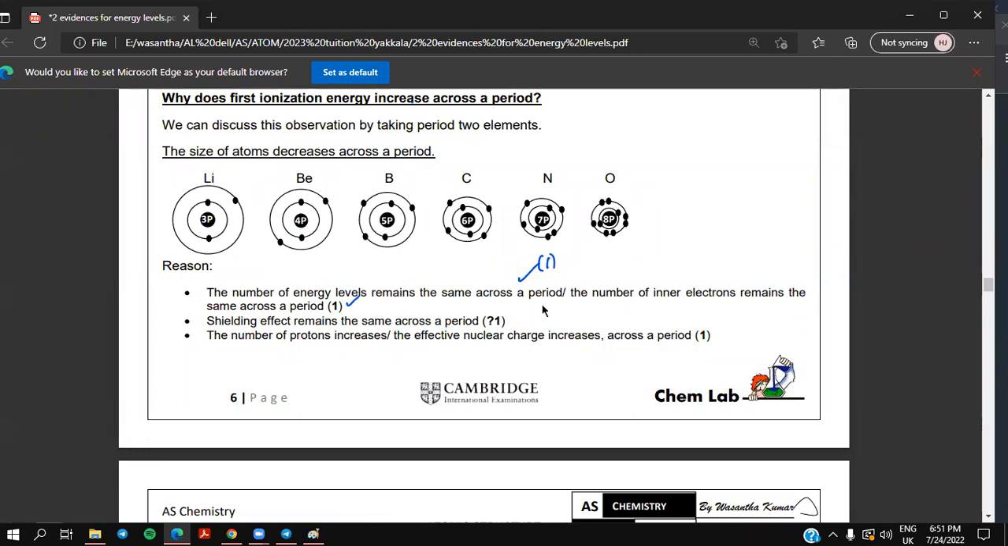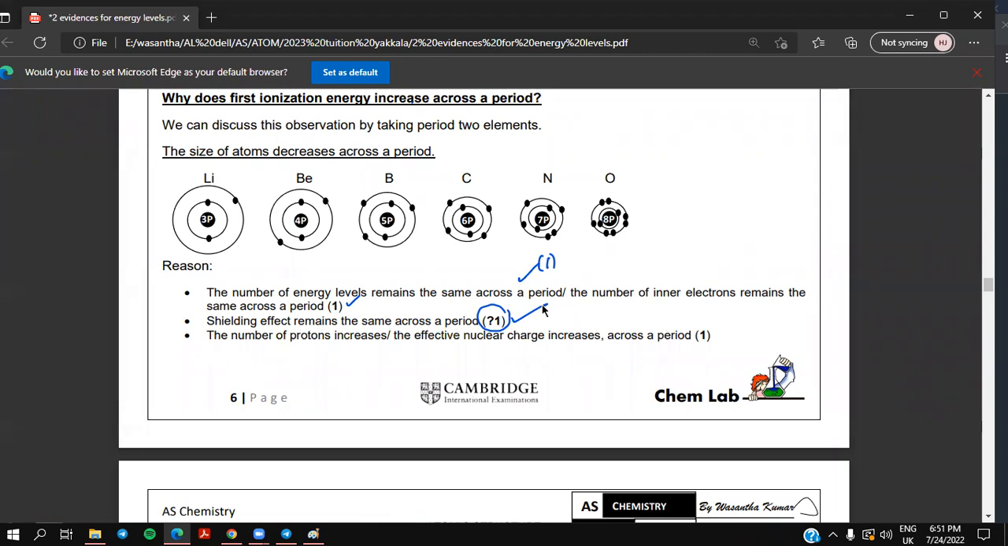Second point, shielding effect remains the same across a period. I have a question mark because in certain exams, this is not accepted for a point, but in some exams, it is taken as a point. So it is better, whether you get this mark or not, to write this sentence, because if it is a point in your marking scheme, you lose a mark if you don't write it. So first we write, number of energy levels remains the same, therefore the shielding effect remains the same.